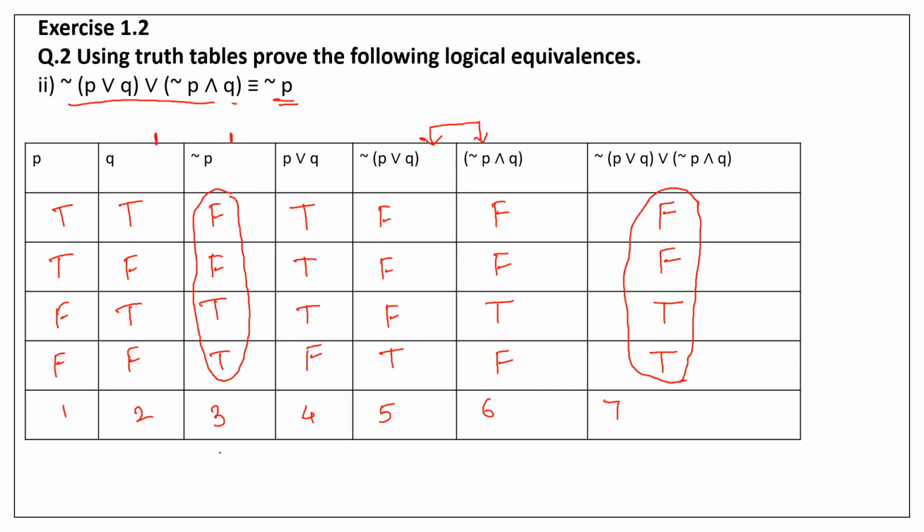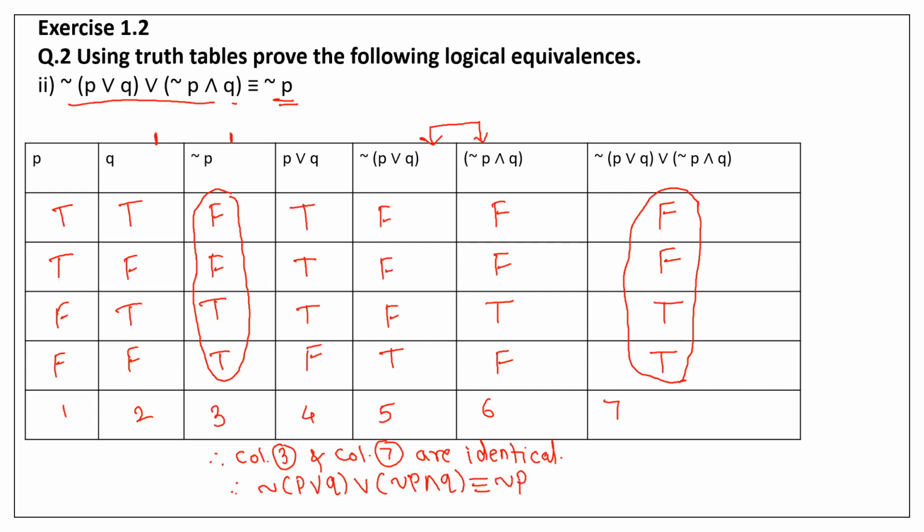So what we have to write? Column number 3 and column number 7 are identical. Okay. Therefore, negation of P or Q or negation of P and Q is equivalent to negation P. Okay. So you have to write this.